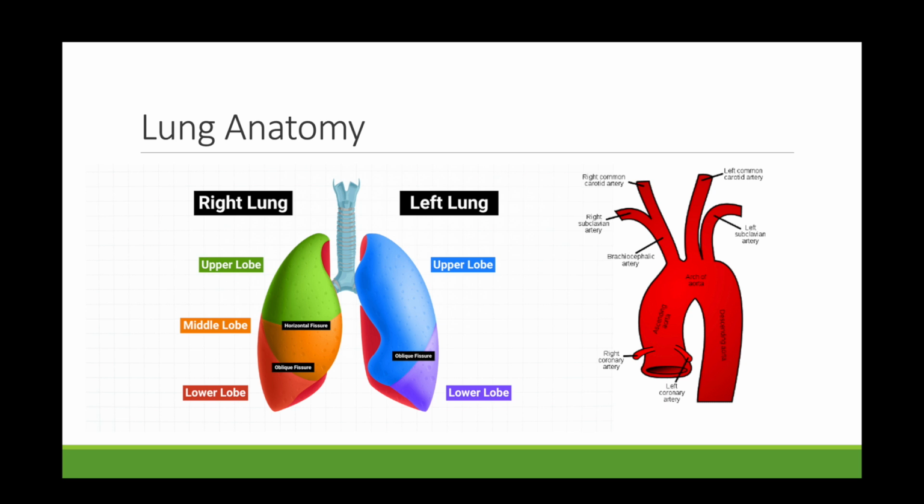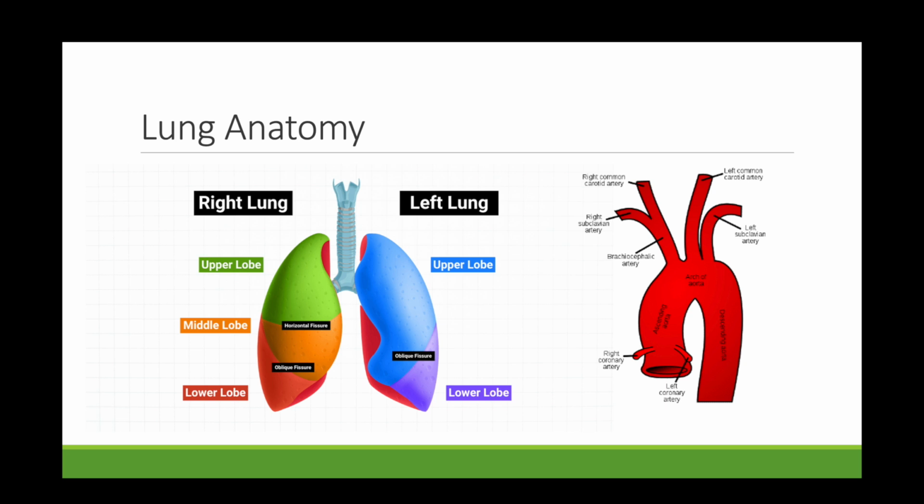Before we get into the staging for non-small cell lung cancer, just very briefly to review the anatomy, we remember that we have our right lung and our left lung. The right lung is divided into upper, middle, and lower lobes. The left lung is divided into the upper lobe and the lower lobe, and in place of the middle lobe, we have what is called the lingula. The middle lobe is lacking in the left lung because the heart takes up that space.